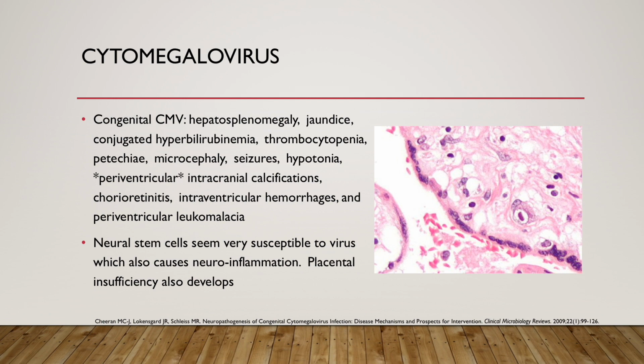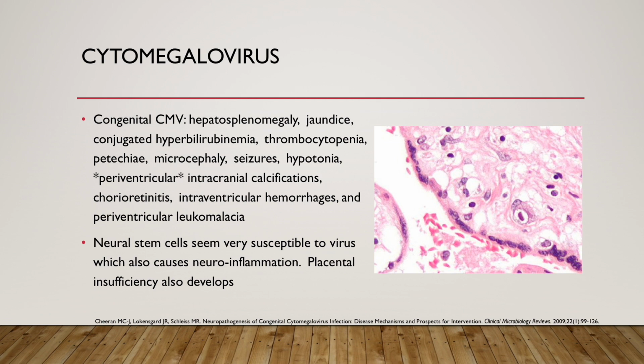Congenital CMV presents with hepatosplenomegaly, jaundice, conjugated hyperbilirubinemia, thrombocytopenia, petechiae, which is a rash with pinpoint red or purplish spots, microcephaly, seizures, hypotonia, and also intracranial calcifications. What separates this from toxoplasma is that these calcifications are often periventricular versus spread out in the brain. CMV can also present with chorioretinitis, intraventricular hemorrhages, and periventricular leukomalacia.